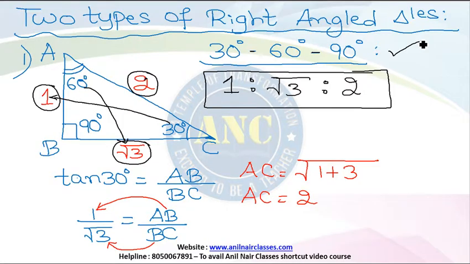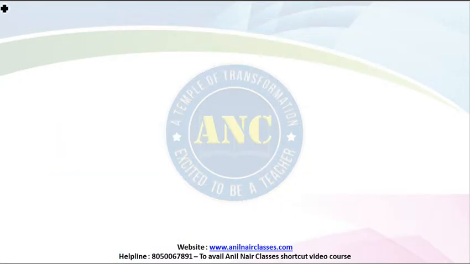This is the first type of right angle triangle. I believe the idea is very, very clear for you people. The side ratio in 30, 60, 90 is 1 is to root 3 is to 2. You will understand where to use this in our problem solving. Do not worry about it.